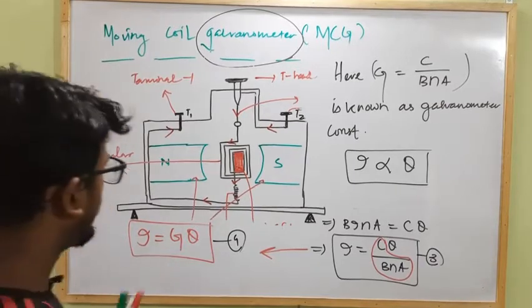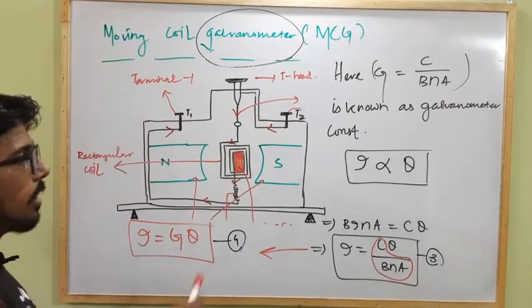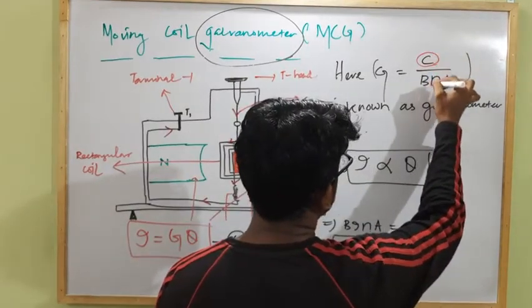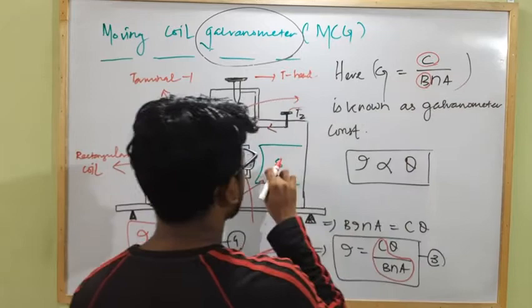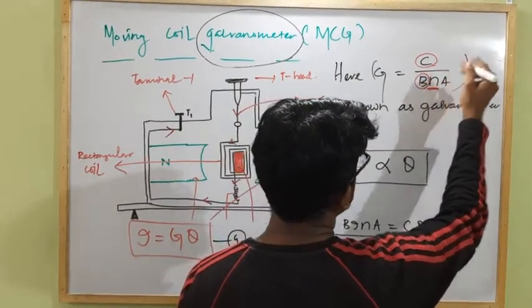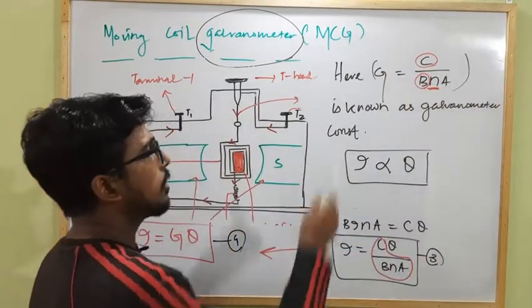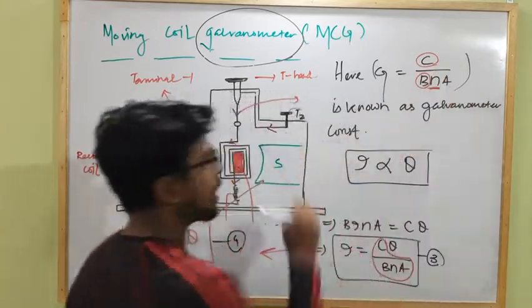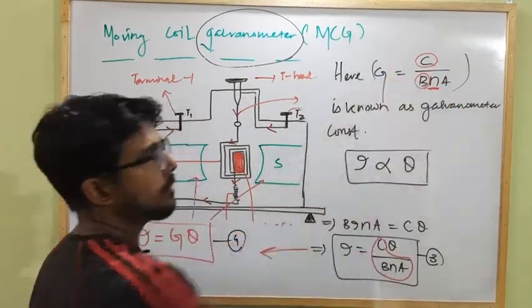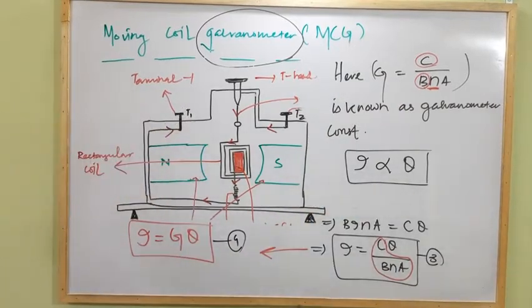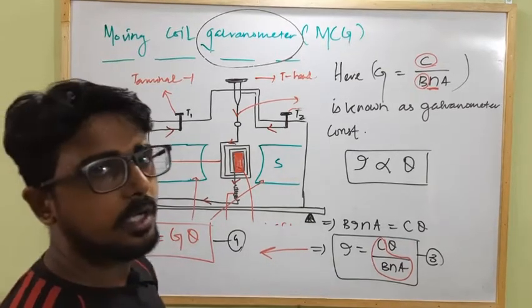So what is the galvanometer constant? It is denoted by G, and the galvanometer constant depends upon what? The torsional constant of the hairspring, the magnetic field strength of the permanent magnet used in the galvanometer, the number of turns of the rectangular loop, and the cross sectional area of the loop. Clear? So the galvanometer constant depends upon these four quantities, and these four quantities are constant for a given galvanometer. That's why it is constant for a given galvanometer, and the current is directly proportional to the deflection. Clear? So this is how current is measured by using a moving coil galvanometer.